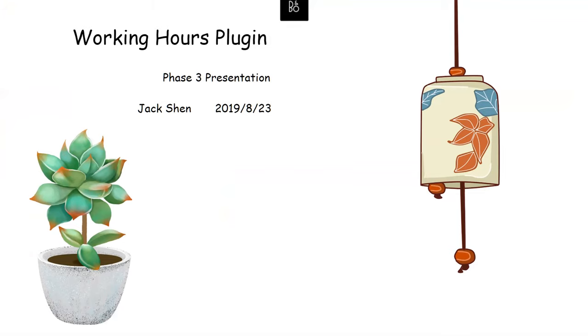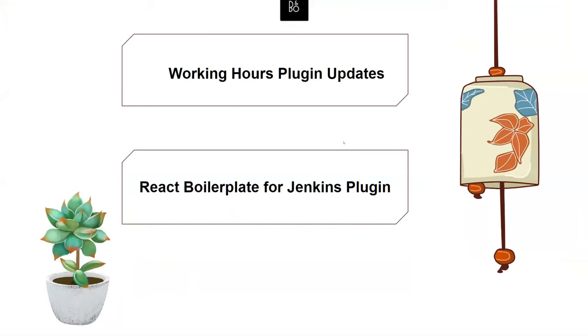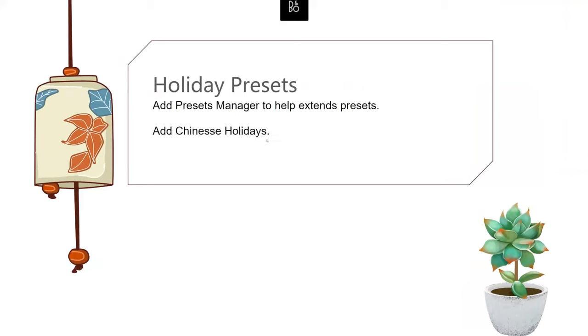Hi, everyone. This is Jack from Working Hours Plugin, and this is the third presentation during this summer. Today I'm going to share two major things: one is the Working Hours Plugin updates, and the other is the React Boilerplate for Jenkins plugin, which is actually a React plugin template. For the Working Hours plugin, one of the updates is that we added holiday presets to the plugin, and we added a preset manager to help developers extend presets. We also added Chinese holidays, and in the long run we can add any holiday presets we want.